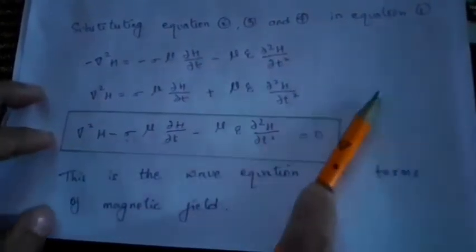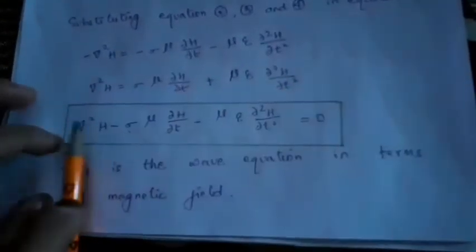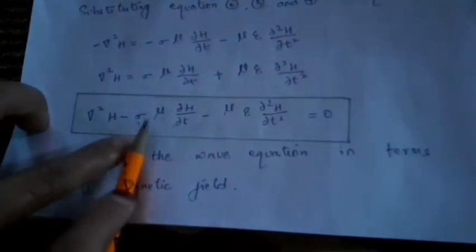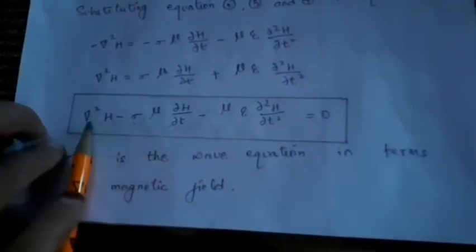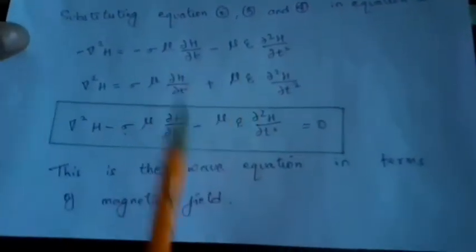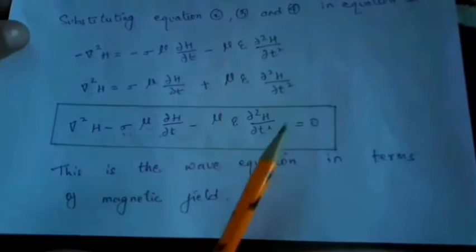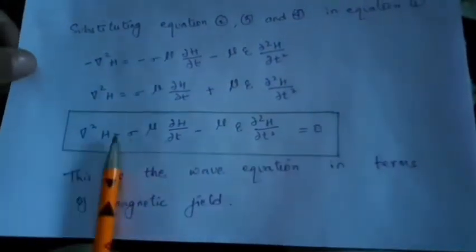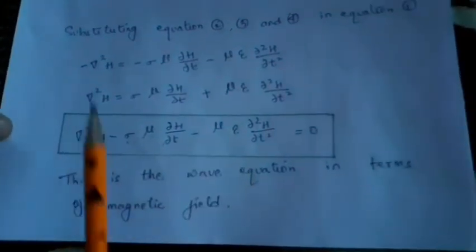We are going to move the right hand side terms to the left hand side, so that the right hand side will become 0, and it will become del square H minus sigma mu dou H by dou T minus mu epsilon dou square H by dou T square equals 0. So now this is the wave equation in terms of magnetic field. All the terms are in magnetic field component. So this is the wave equation.